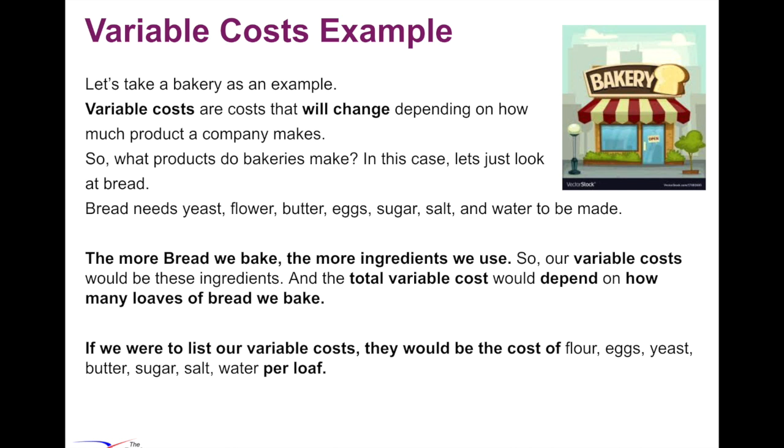Now, if we list our variable costs, they would be the cost of flour, eggs, yeast, butter, sugar, salt, water per loaf. Usually variable costs are done on a per unit basis, and the reason will become clear when we actually look at the break-even formula. Now, don't freak out. It's a very easy formula. It's just a fraction. But we look at variable costs on a per unit basis.